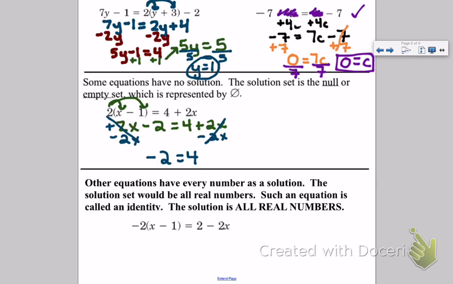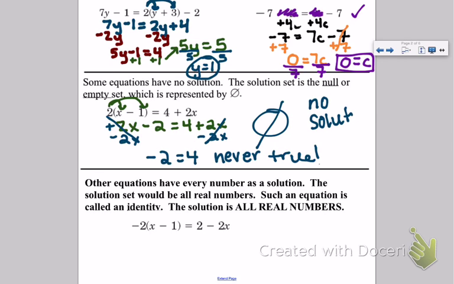And I don't really know where you live, but no matter where you are, that statement is never true. Negative 2 is never equal to 4, so we're going to put that 0 with a slash through it. That means no solution. When you get a statement that is false, it's just wrong, we hate it, it's never true, so we have no solution.